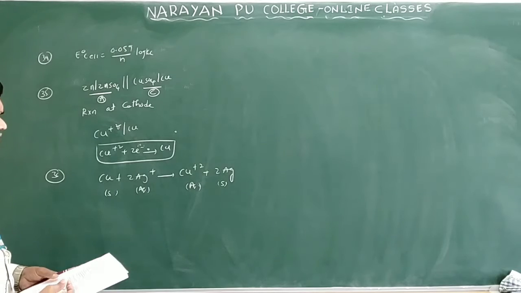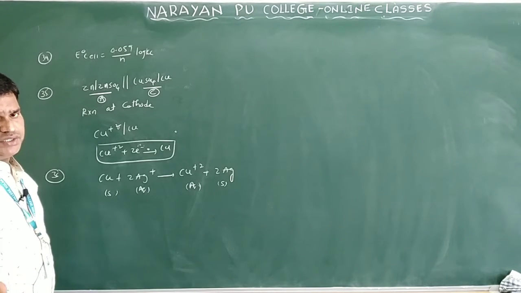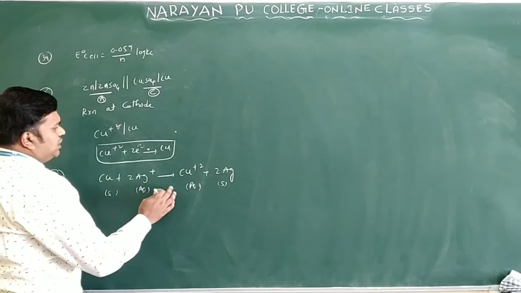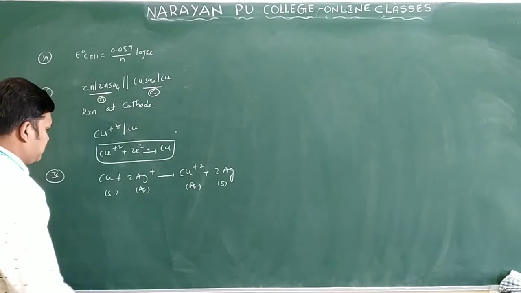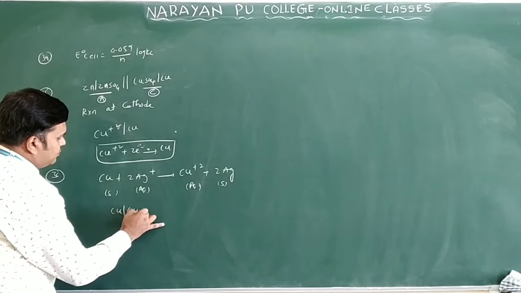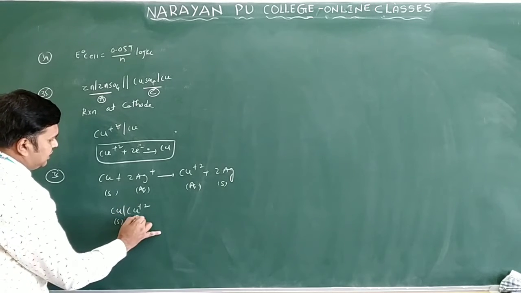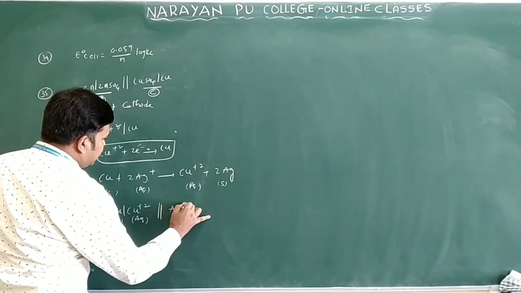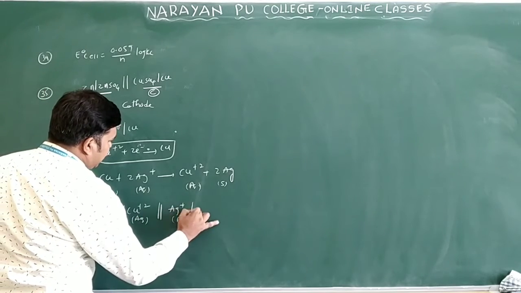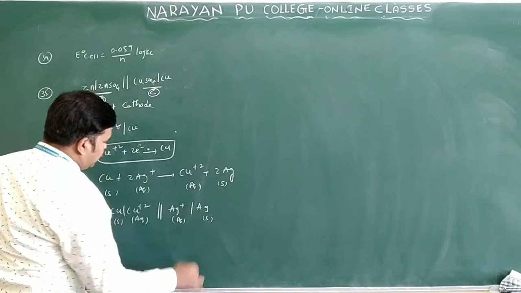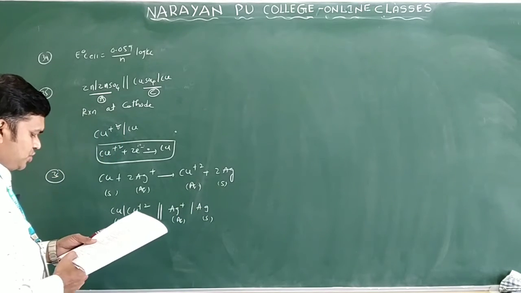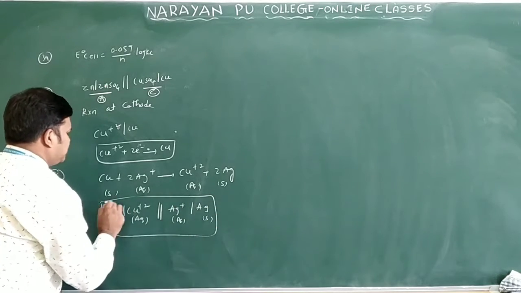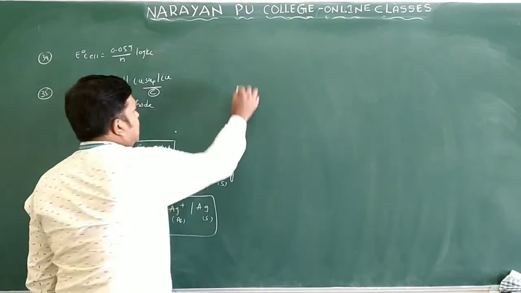Represent the cell reaction. How can you write the cell? Oxidation at the anode, salt bridge, cathode. Here Cu is converted to Cu2+. This is the oxidation, yes. So you will write here Cu solid, Cu2+ aqueous, and you use the salt bridge. Then Ag+ aqueous and Ag solid. What answer will you take? Cu | Cu2+ || Ag+ | Ag, you will take option 1 for this. Simple question, representation of the cell. Next step.